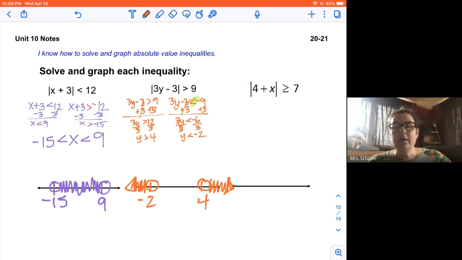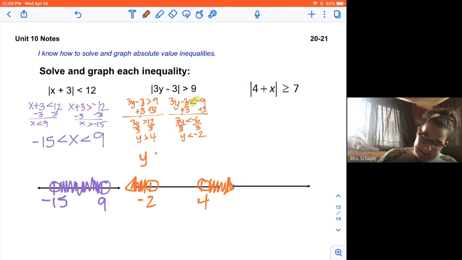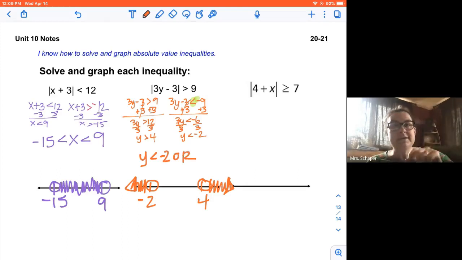Now, I'm going to write the inequality below. Y is less than negative 2, or when it's an or statement, we actually put the word or in it. We practiced that a couple days ago. Or y is more than 4. So now I have my answer.